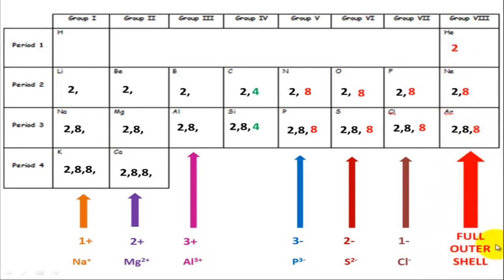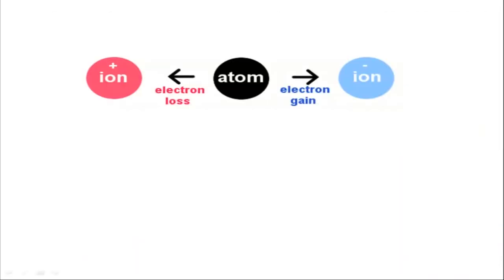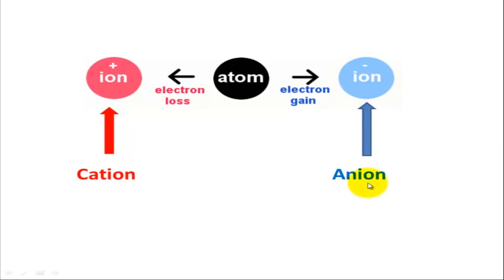So now we have a summary here. Atom, electron gain, electron loss. When an atom gains or loses electrons, it forms an ion. From atom, electron loss, it forms a positive ion. When it loses electrons, it forms a cation, which is a positive ion. When it gains electrons, it forms a negative charge, which is called an anion. So this one is a cation with a positive charge because it has just lost electrons.